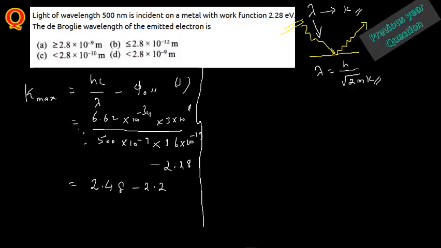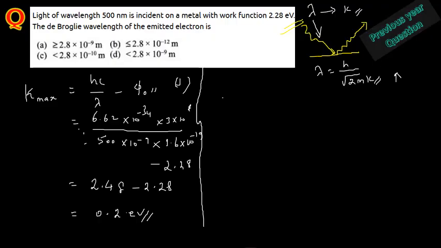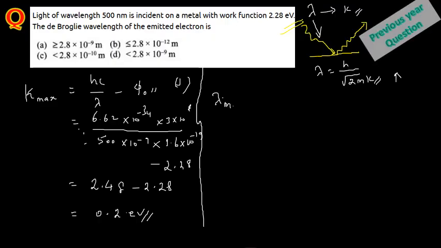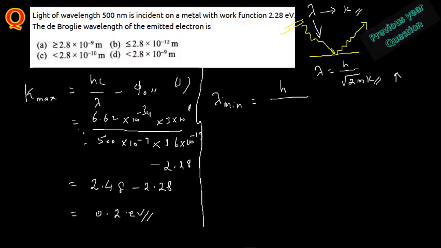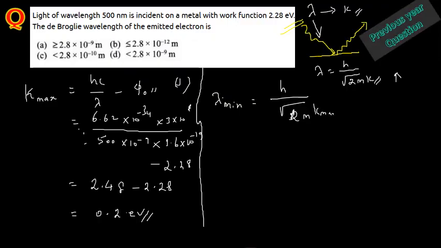So from this one, the kinetic energy in this case is 0.2 electron volt. That is the answer for kinetic energy. Now you are going to use the relation about lambda. As kinetic energy increases, what about lambda? Lambda will decrease. So lambda minimum will be equal to h divided by square root of 2 m K maximum. That's what we found out here.